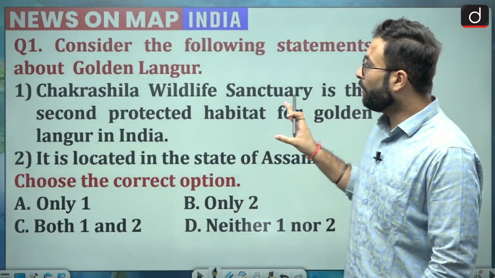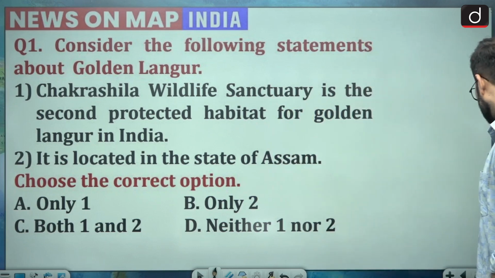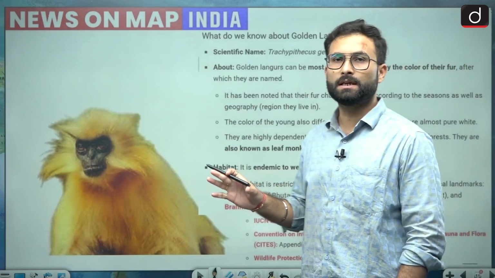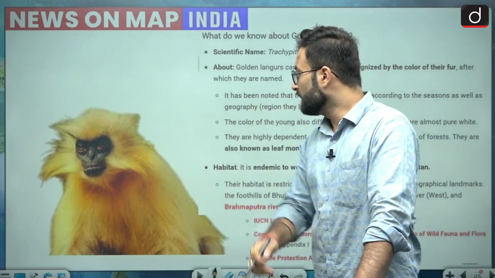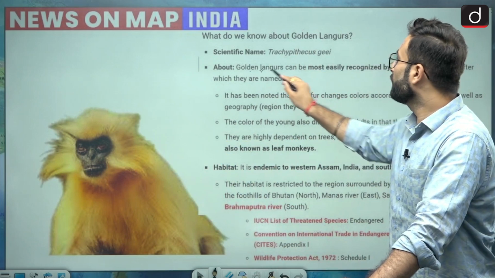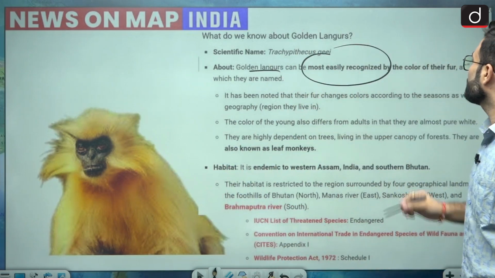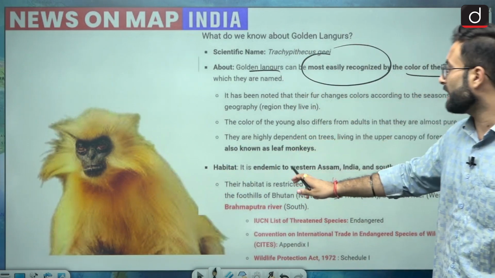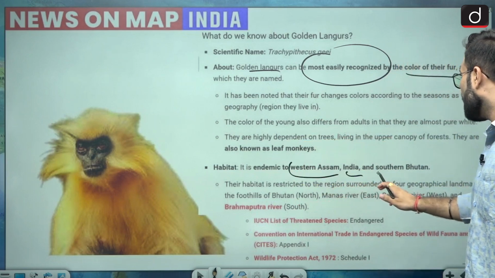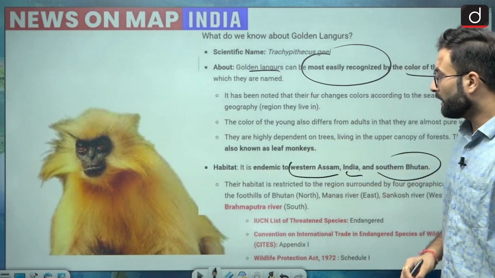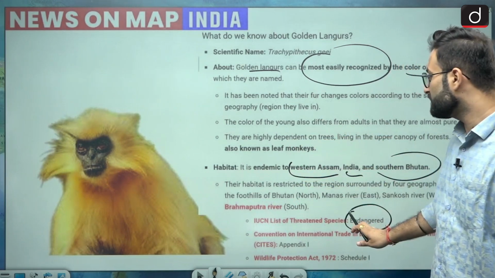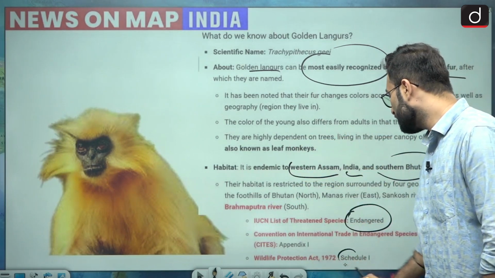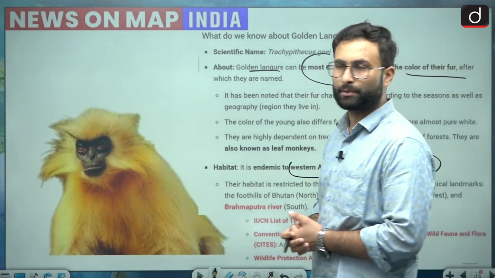Now looking at the Chakrashila, here you can see, when we talk about the golden langurs, these are found in the Chakrashila, or you can say Assam and nearby areas here. The golden langurs are most easily recognized by the color of their fur. It is endemic to western Assam, India, and southern Bhutan. Other than that, the IUCN status is basically endangered, and under the Wildlife Protection Act, it is under Schedule 1.